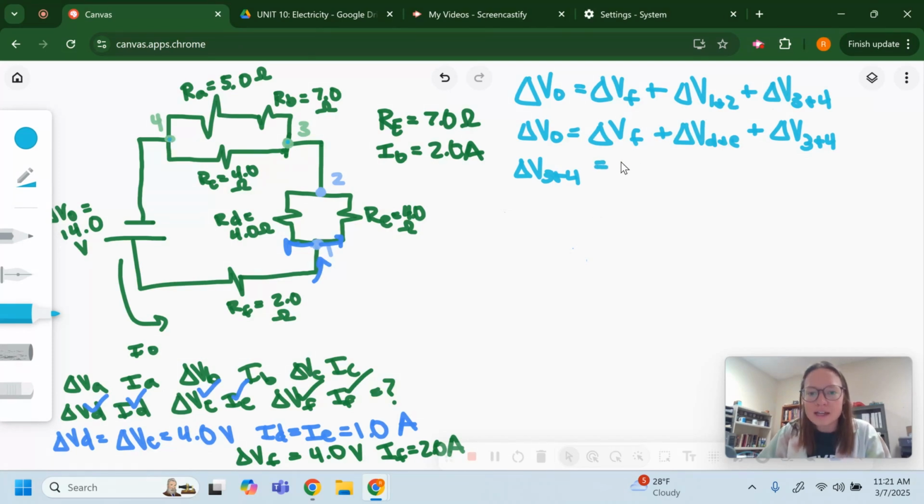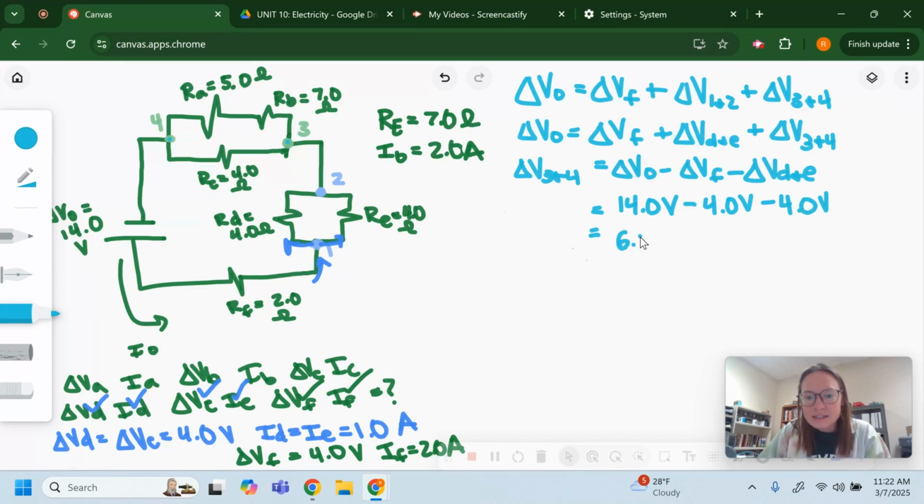That delta V is going to equal delta V naught minus delta VF minus delta V of D and E here. When I plug in numbers, I get the delta V naught is equal to 14.0 volts minus delta VF. Delta VF is equal to, where did I write it? Oh gosh, 4.0 volts, minus delta V D and E, we just found, is also equal to 4.0 volts. Do it in my head, and I get that what's left is 6.0 volts is my potential drop across 3 and 4.